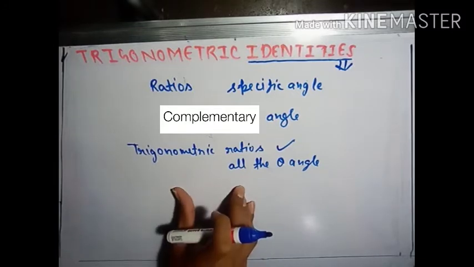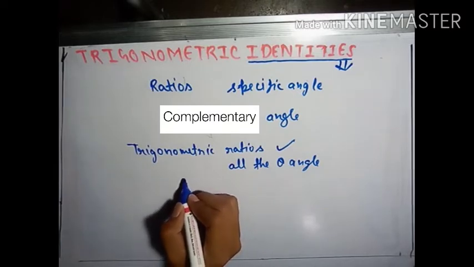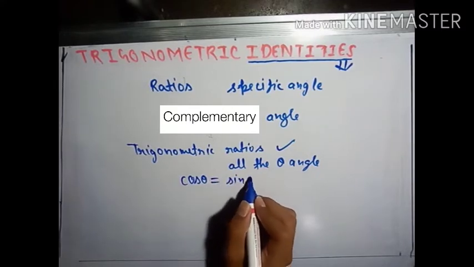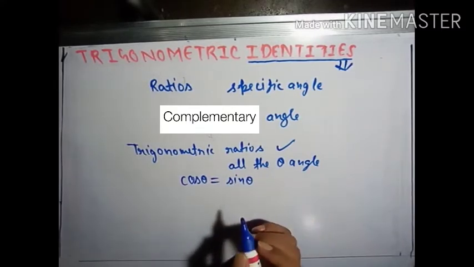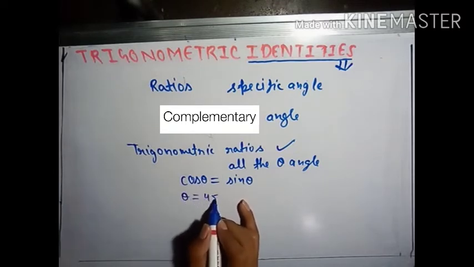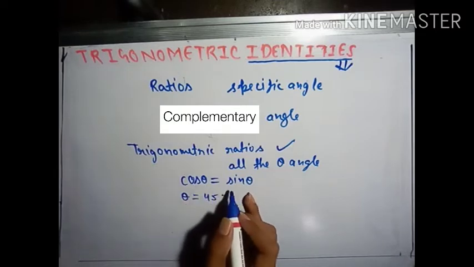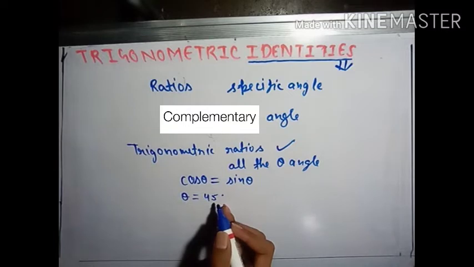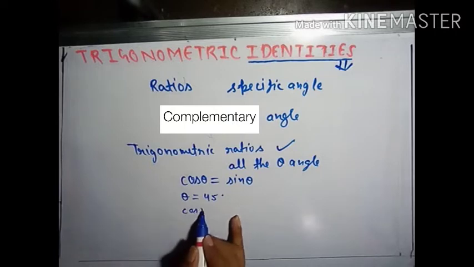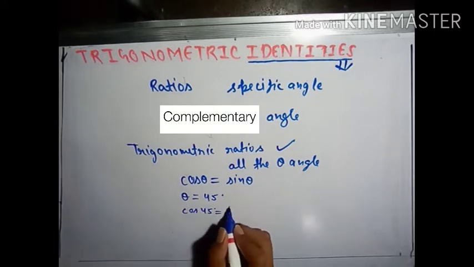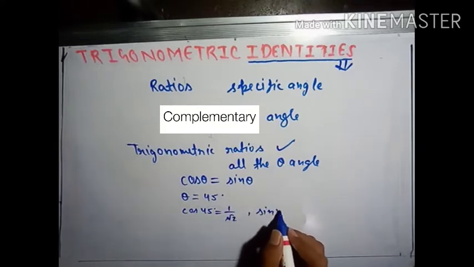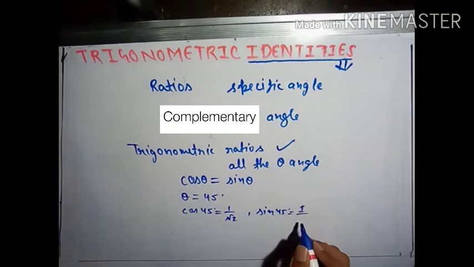So let me make it clear by taking an example. Suppose I'm writing cos theta is equal to sin theta, and I'm saying that this is for theta equal to 45 degrees. Now you are familiar with this. When you put cos 45 degrees, it becomes how much? Cos 45 degrees is equal to 1 upon root 2, and also sin 45 degrees is equal to 1 upon root 2.